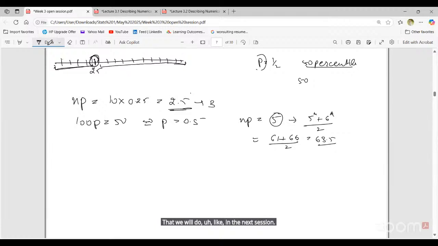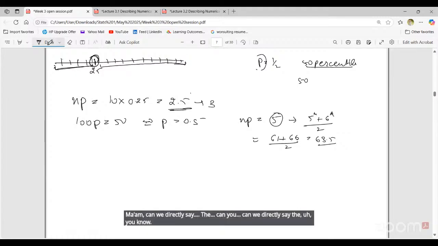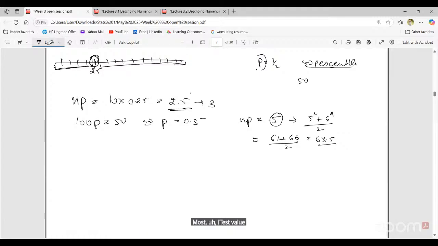Ma'am, can we directly say the highest value is the 100th percentile? Here it's 79, the last value. Okay. Now, percentile is clear, right?